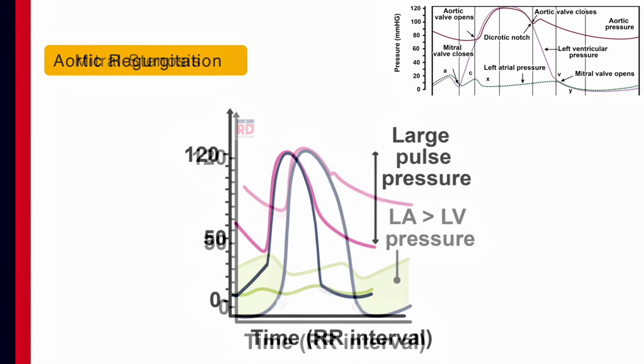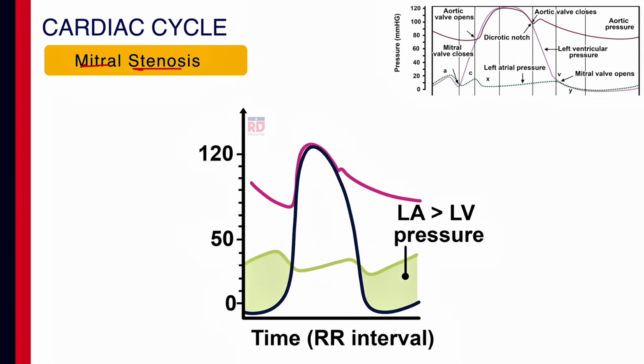Mitral stenosis. The key issue is that the mitral valve is narrowed, which means that during diastole, the left atrium can't empty properly into the left ventricle. And here's your classic clue on the pressure curve. The left atrial pressure remains elevated throughout diastole. That's your clue. Let's walk through that.